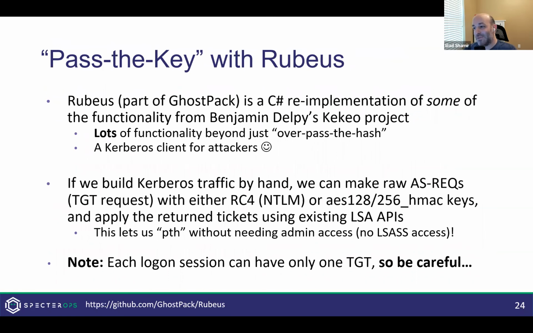So instead, we can perform a similar attack called pass the key. In this attack, we use a tool like Kekeo or Rubeus to craft the Kerberos messages and send them directly to the DC without going through LSASS at all. We'll see how we can actually use the ticket that we obtained through this technique a bit later when we get to the pass the ticket attack.